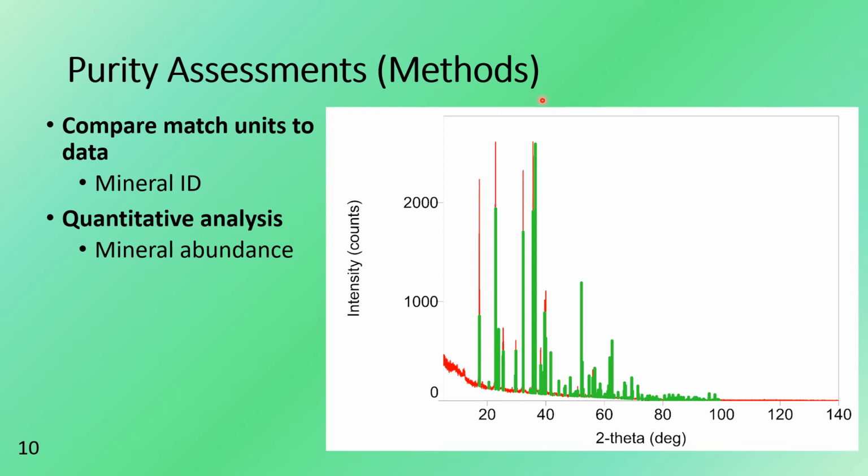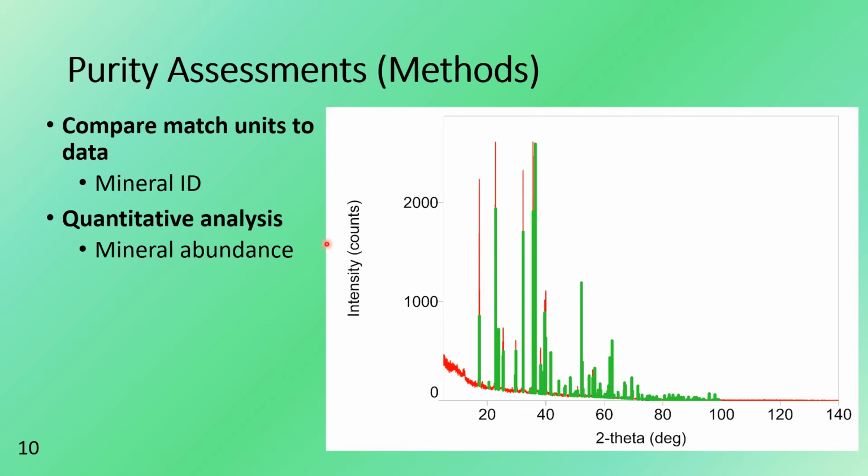And match units are previously collected data that serves to be sort of a standard that you compare your data to. And this figure here on the right shows an example of that comparison, with the red line being the data that I collected for an olivine sample, and then the green bars are match unit data. And you use this for mineral IDs, so basically to determine what's actually in the sample.